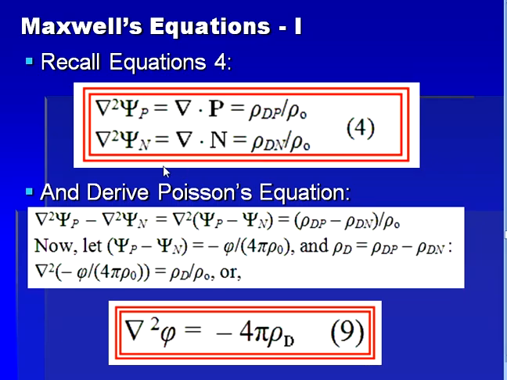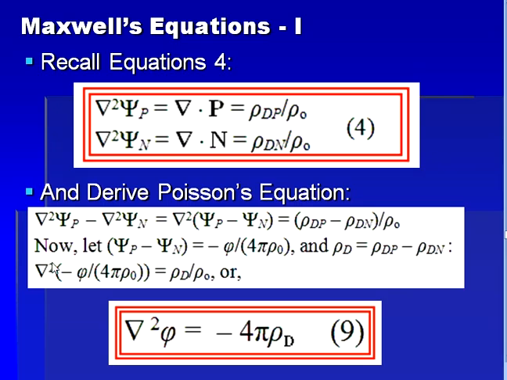We form the Laplacian of psi sub p and subtract the Laplacian of psi sub n. We then apply the Laplacian to the difference and substitute in the relationships that are found in equation 4. Now we will let psi sub p minus psi sub n be equal to minus phi over 4 pi rho 0. This is the defining equation for phi. And we'll also define rho sub d as rho sub dp minus rho sub dn.